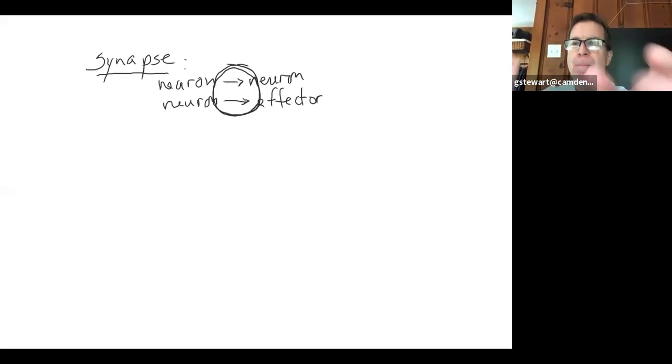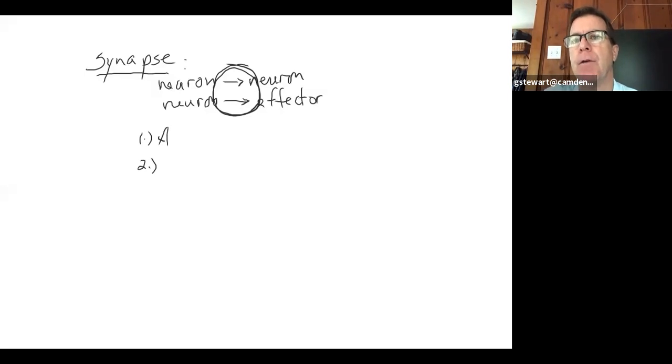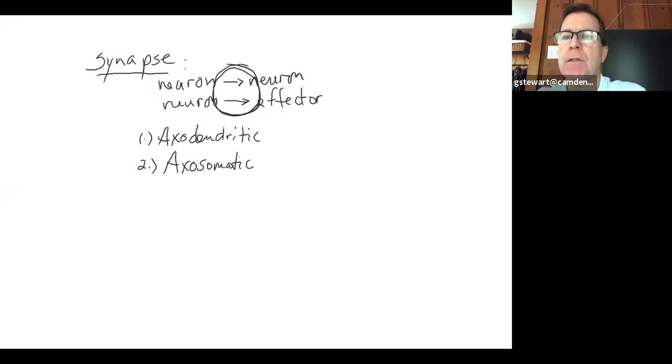Now there are two major types of synapses. I think your book mentions the other more rare ones. I'm mostly concerned for our purposes in this basic class that you just know that there are two major classes, and those are axodendritic synapses and axosomatic synapses. Now that you know this language, it's pretty easy to determine what those mean. This means going from an axon of a presynaptic neuron to the dendrites of the postsynaptic neuron, or going from the axon of the presynaptic neuron to the soma or cell body of the postsynaptic neuron.